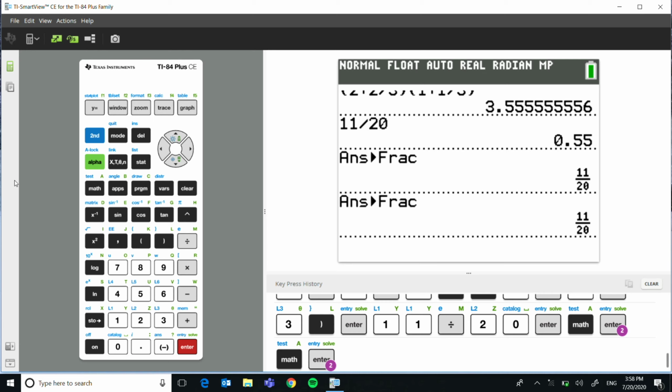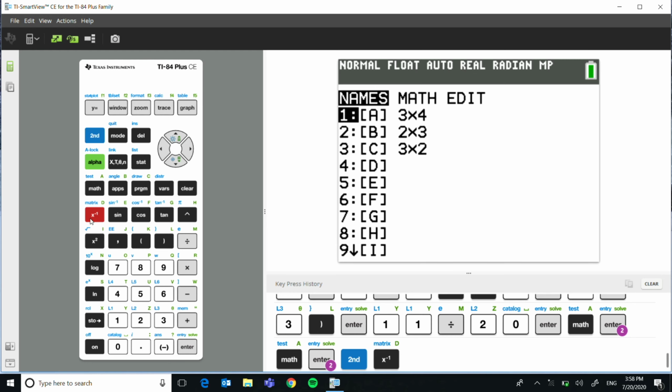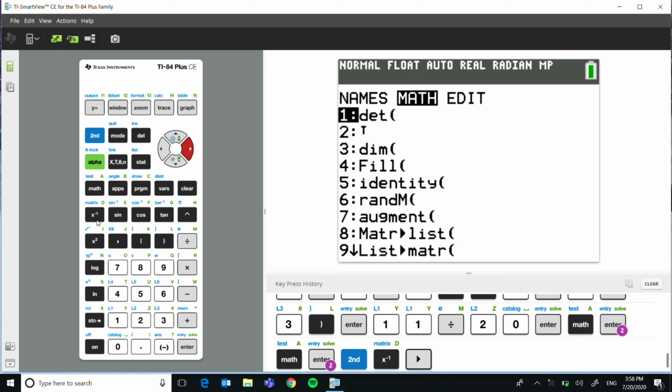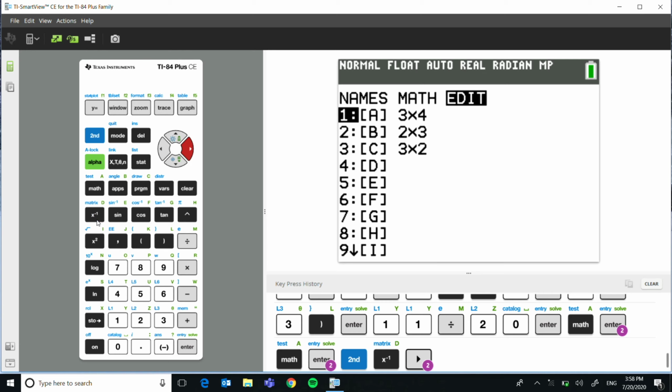All right, I'll lay the foundation for this. One thing that we should know how to do, and this will help you a little bit later in the year, but also on the ACT when we're solving systems of equations, are matrices. In order to get a matrix, we need to hit the second button and then the matrix button, which is that button highlighted red. Within that menu, we have 3 different menus: names, math, and edit. If you don't know necessarily what a matrix is, we'll go through that in a little bit. But we do need to know where this menu is to make it easier on us later on.